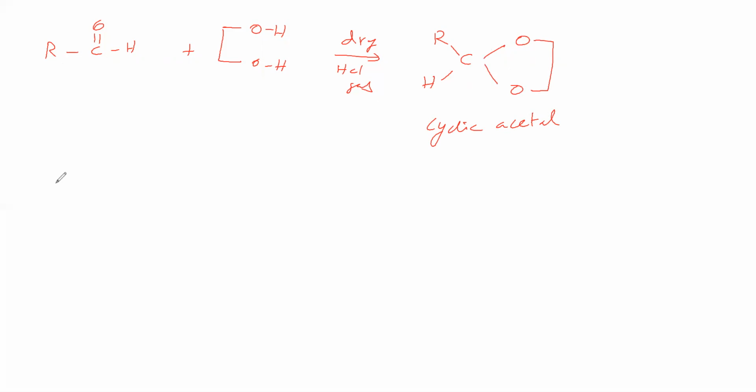Suppose we take a ketone with a diol and dry HCl gas. What will we get? These two R groups we have written, then we write it like this. This is called a cyclic ketal.